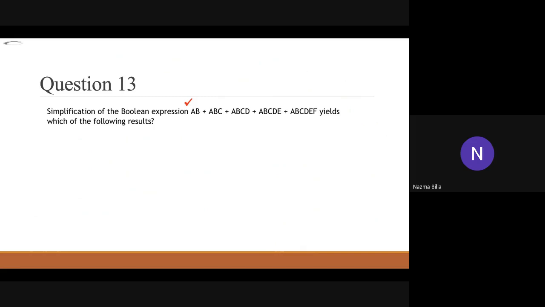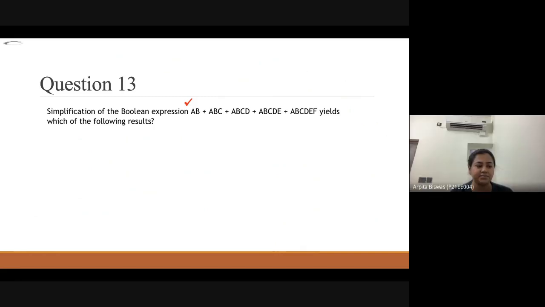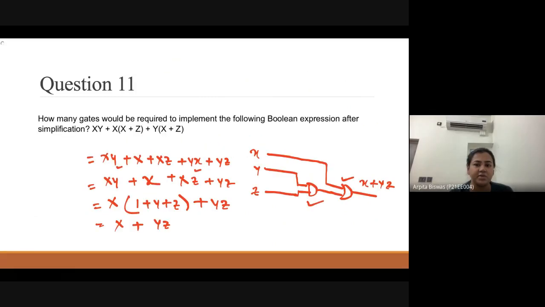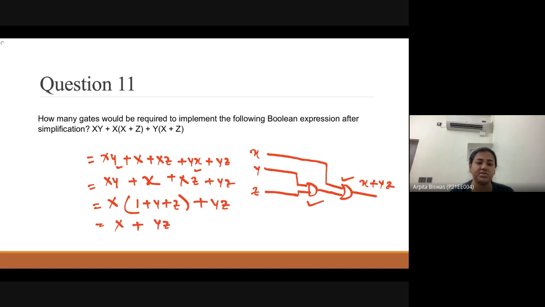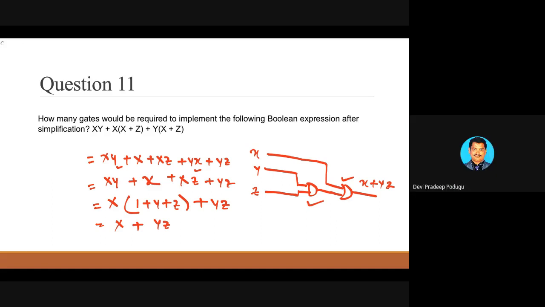One gate, ma'am. Okay. And what is the output? AB, ma'am. Okay. Pradeep, you have seen that question's answer? How many gates are required in that case? Two, three gates required. No, only two gates are required. See carefully, X plus YZ. Okay, madam. I will do it, madam.